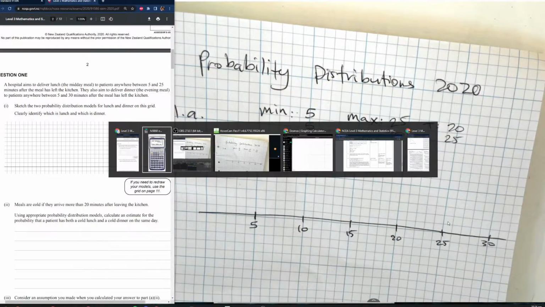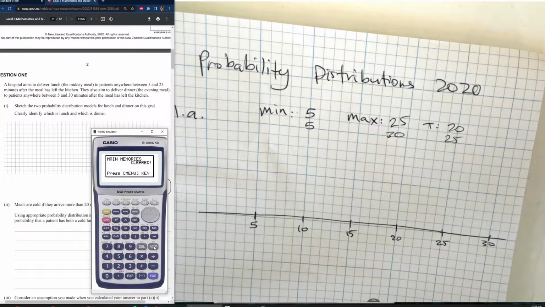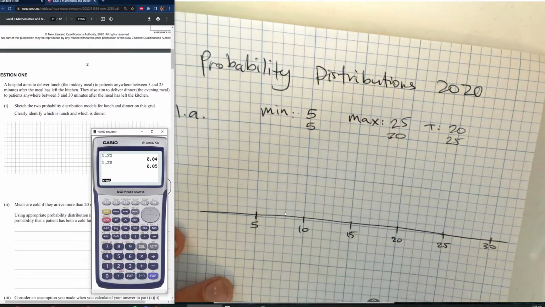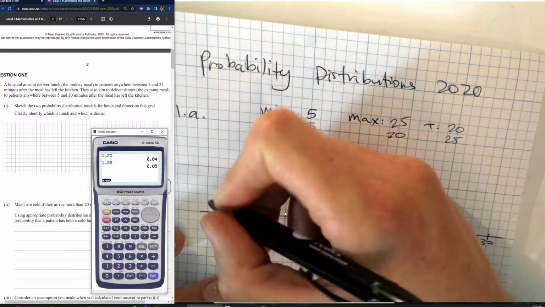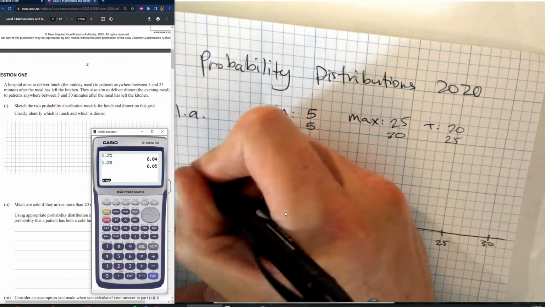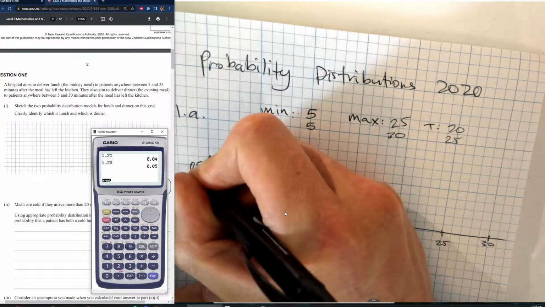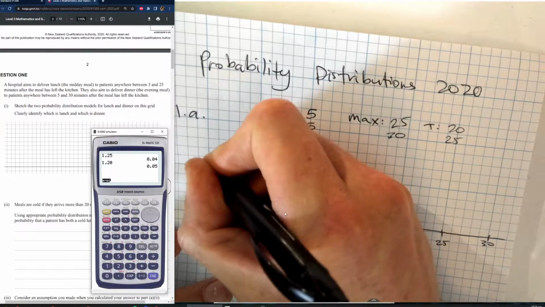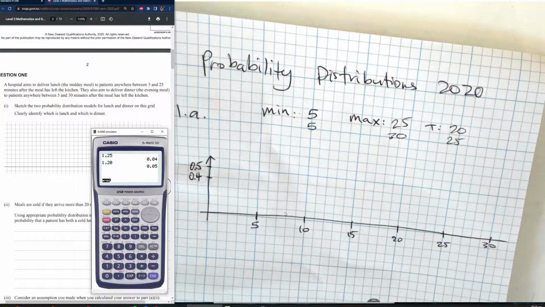So let's just type them in and get some decimal values for them so that we know the heights, because fractions are sort of hard to know how tall they're going to be. So 0.05, and then we've got our 1 over 20, so we've got 0.04 and 0.05. So what I'm going to do is I'm just going to make this like that. I'm going to go 0.5 and 0.4. So these are the two heights of my distribution.